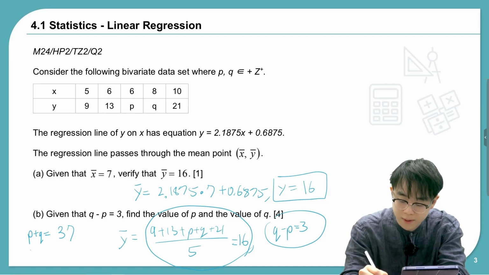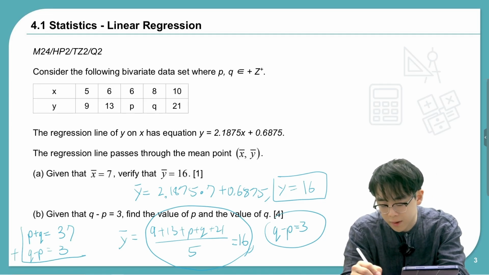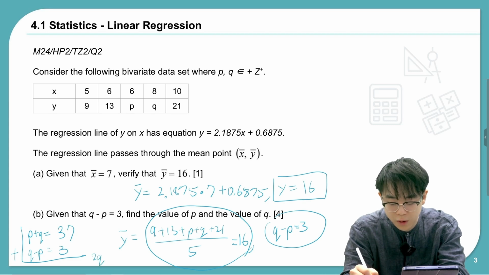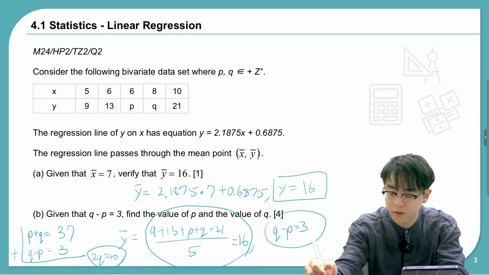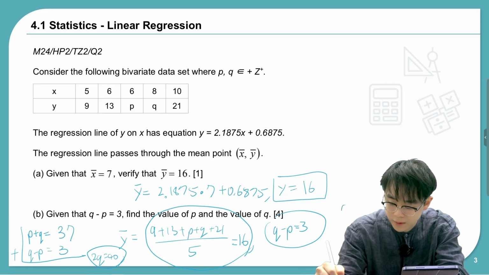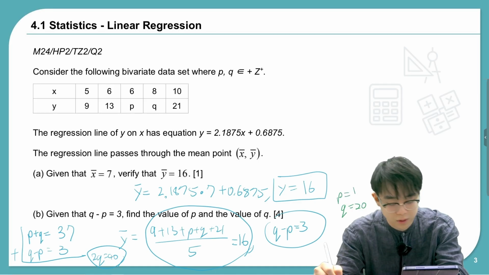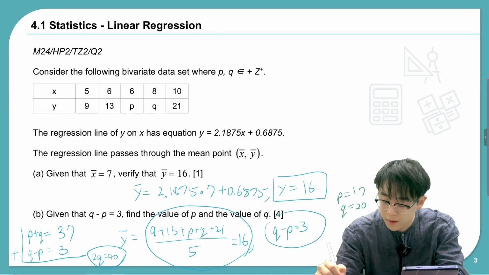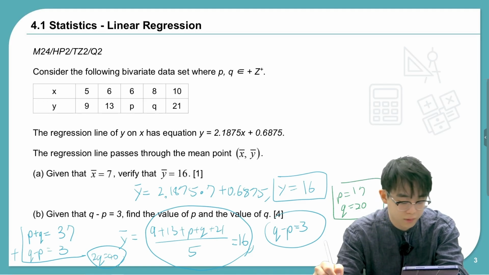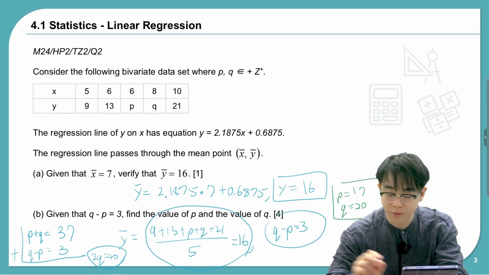And q minus p is going to be 3. So what we could do is just add these two, then the p's would cancel out. We would get 2q is 40, right? So q is then going to be 20. And since q minus p is 3, we could then say p is going to be 17. So the value of p and the value of q are 17 and 20 respectively.